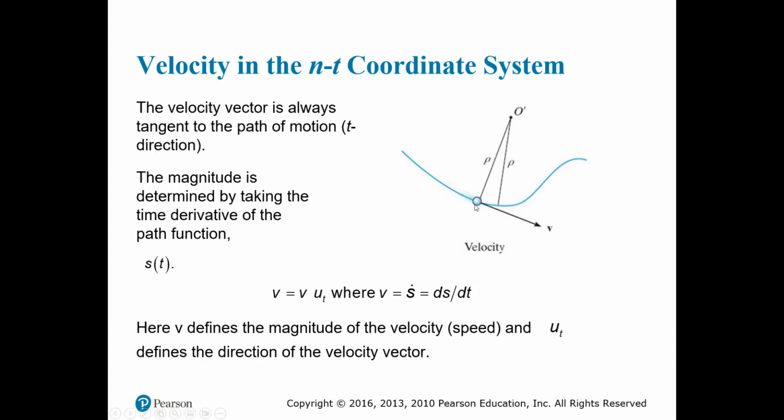For velocity, it's a little simpler because the velocity vector is always tangent to the path. Okay, and the velocity vector is tangent to the path, as I said, and it's positive in the direction of the path of motion. The magnitude is determined by taking the time derivative of the path function, when that is given in terms of t. v defines the magnitude of the velocity, as you know, which is always the speed, and ut is the unit vector that defines the direction of the velocity. As we said, it's always tangent to the path, and that's why you see that ut.